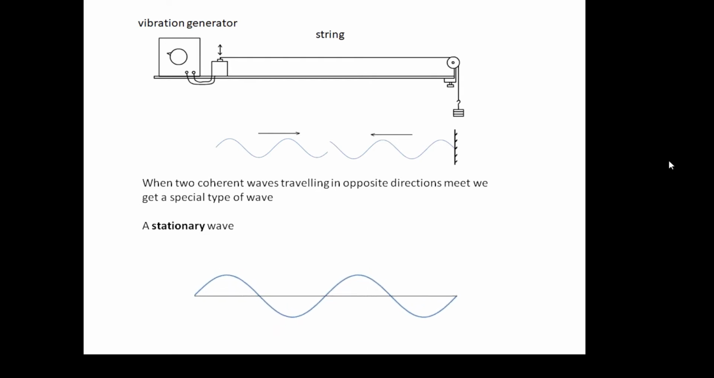Now, it'll be a lot faster than my animation here, but you'll notice that it's very different to a progressive wave. There's parts of the wave where the amplitude is very, very big, and parts where the amplitude is 0 all of the time. It's a stationary wave.